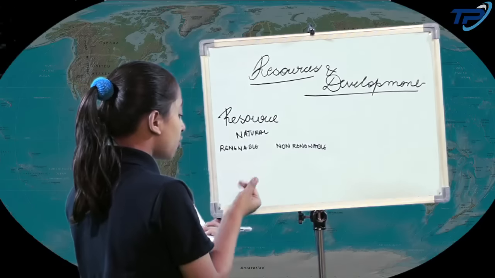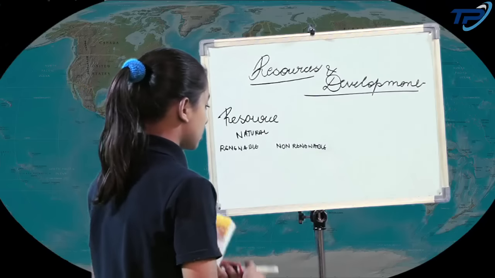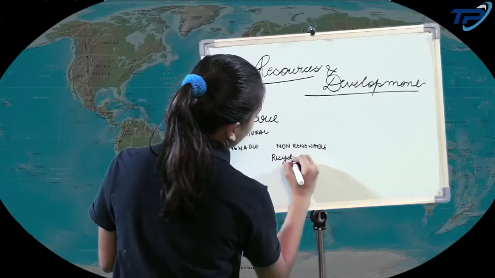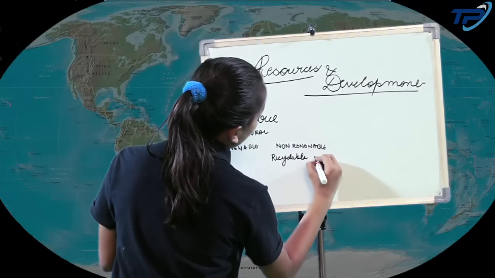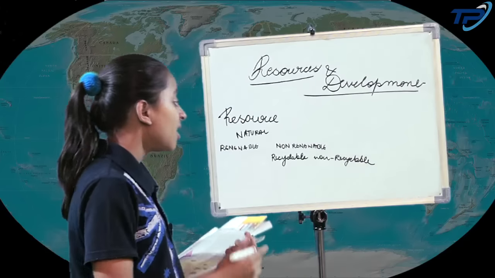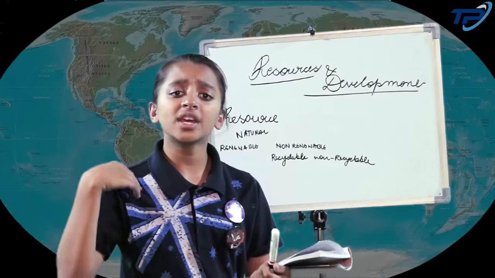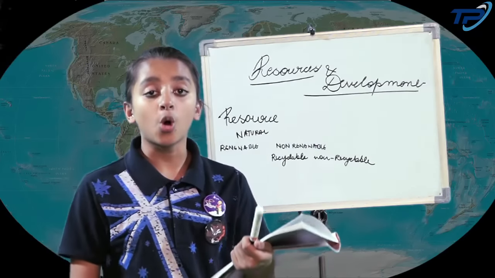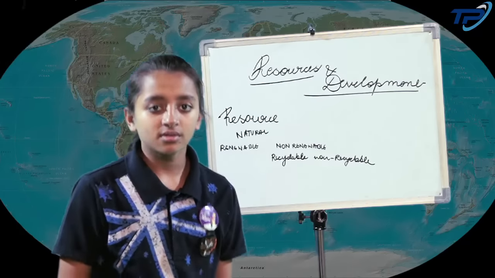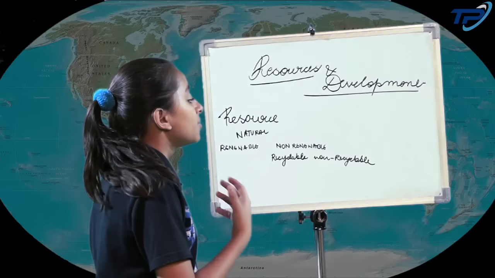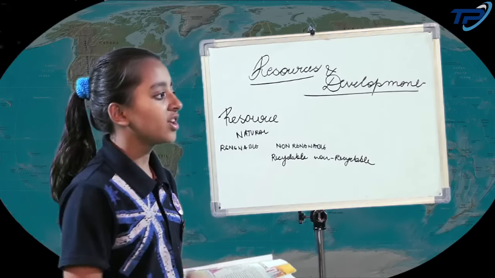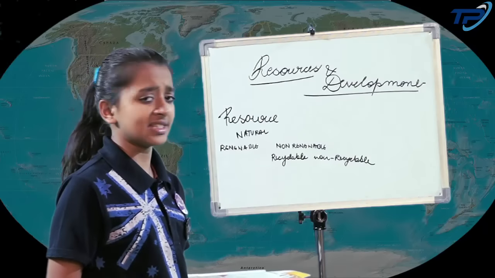Now let's go on to the non-renewable part of the natural resources. It can be classified into recyclable and non-recyclable. Recyclable is the one which we can use again and again, like metal alloys and even stones. But non-recyclable are the ones which, once we use them, are exhausted. For example, coal, natural gas, etc.